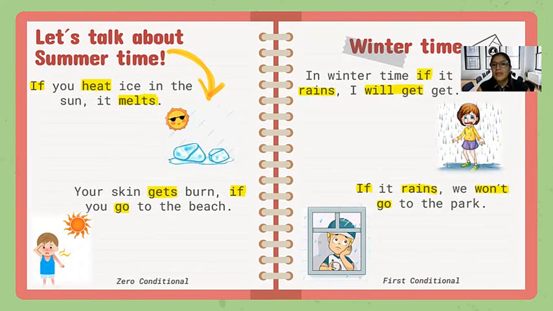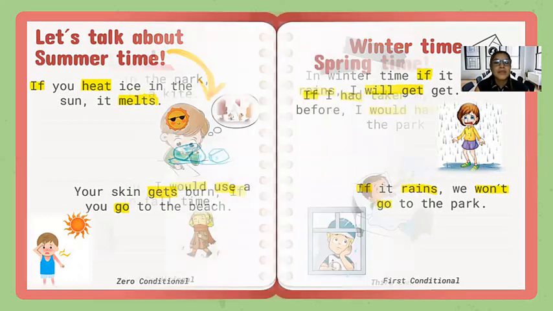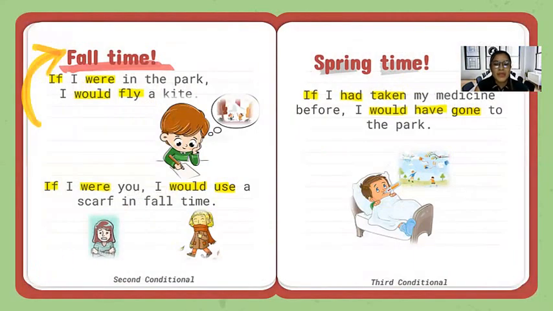So if it rains, I will get wet. Of course, because if I don't have an umbrella and I don't have a raincoat, I will get wet. That's another thing that could happen. And this is focused on the first conditional. But there are two more conditionals missing, right?